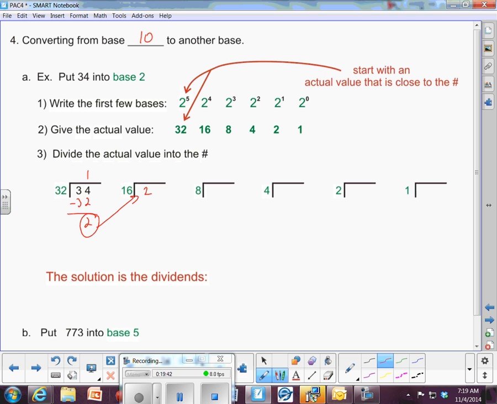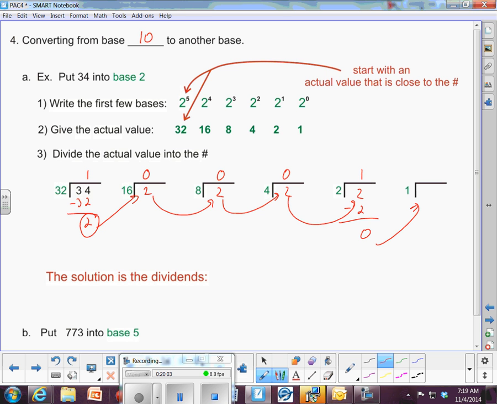How many times is 16 divided into 2? None. Again, that leaves us 2. How many times does 8 go into 2? None. It leaves us 2. How many times does 4 go into 2? None. That leaves us 2. How many times does 2 go into 2? 1.